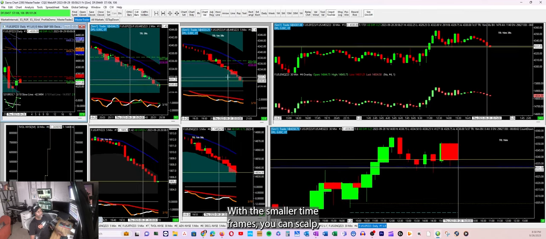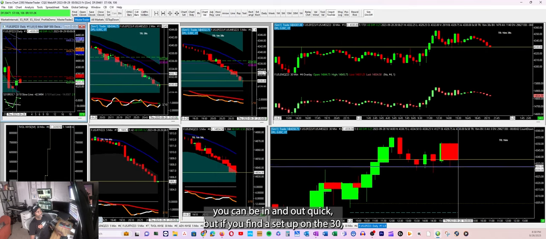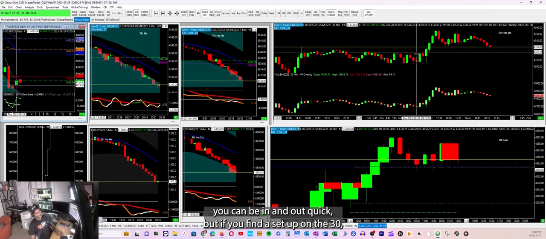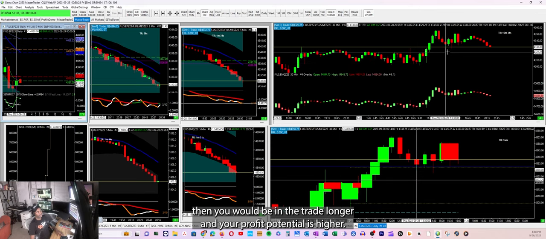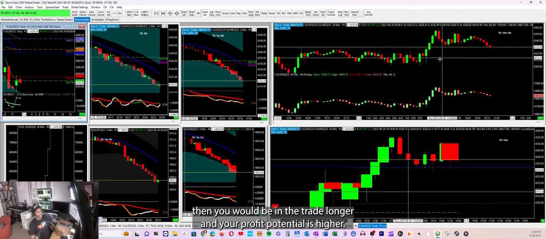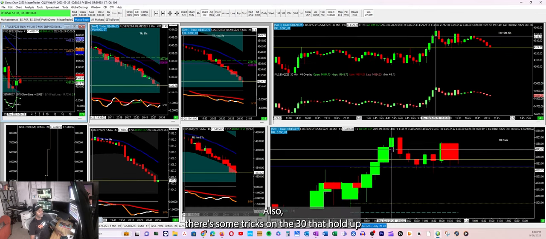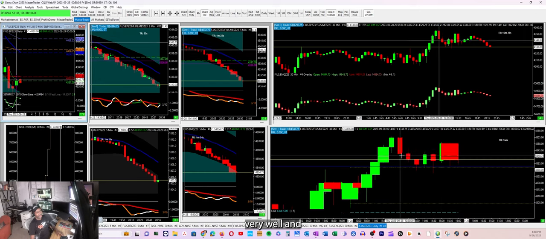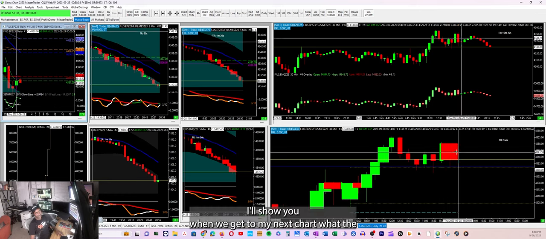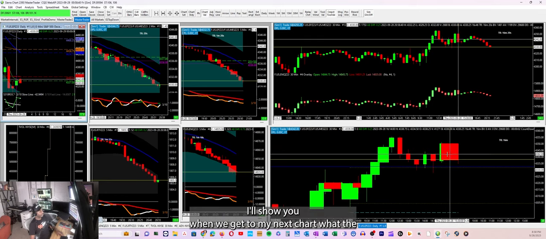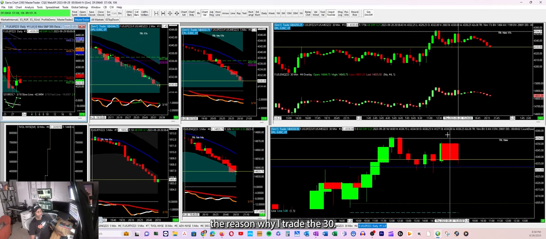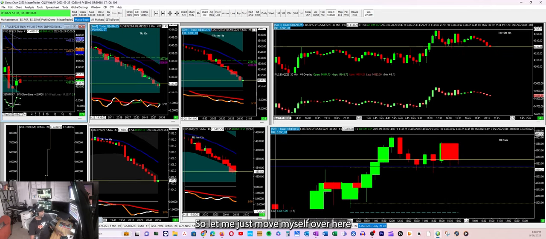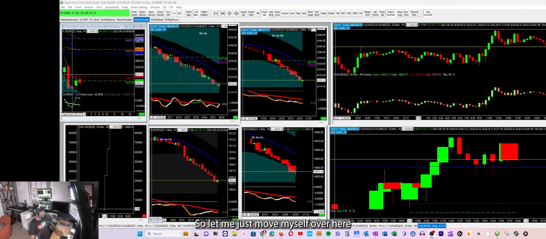With the smaller time frames, you can scalp, you can be in and out quick, but if you find a setup on the 30, then you would be in the trade longer and your profit potential is higher. Also, there are some tricks on the 30 that hold up very well, and I'll show you when we get to my next chart the reason why I trade the 30. So let me just move myself over here.